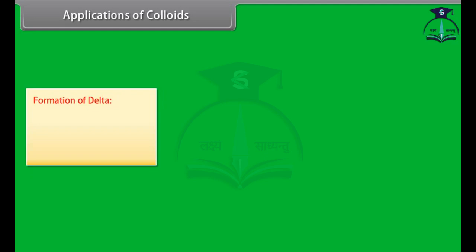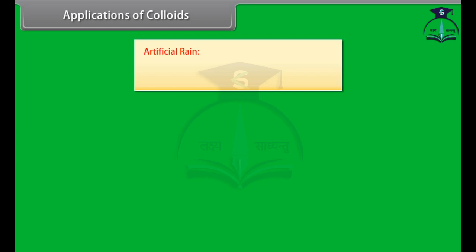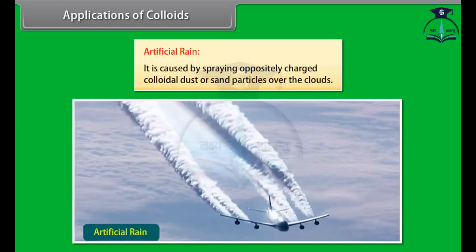Formation of delta. When river water comes in contact with seawater, coagulation of colloidal particles occurs. These coagulated clay particles settle down at the point of contact and gradually the river bed starts rising. Artificial rain. It is caused by spraying oppositely charged colloidal dust or sand particles over the clouds. The colloidal water particles of the clouds get neutralized and coagulate to bigger water drops which cause artificial rain.